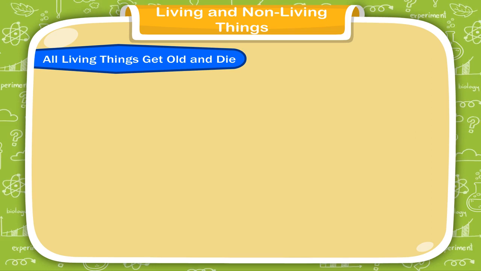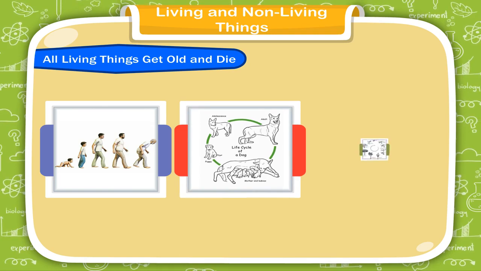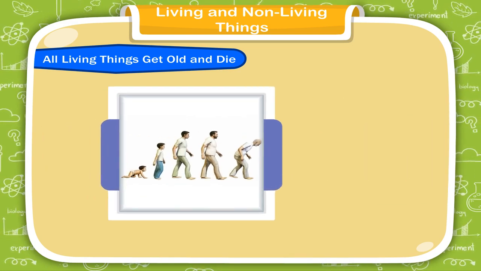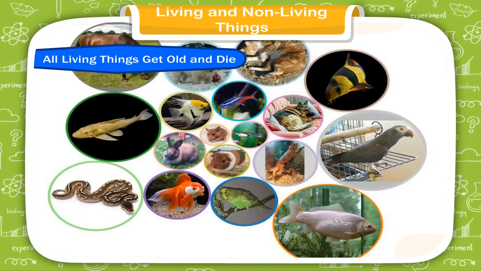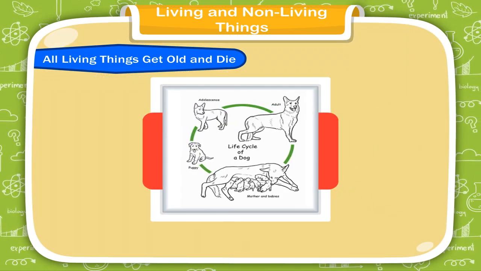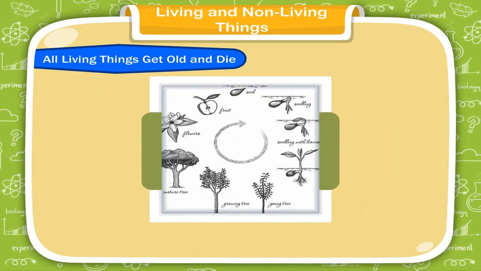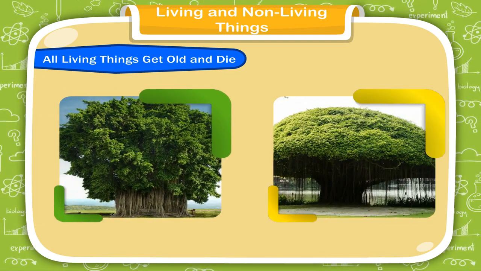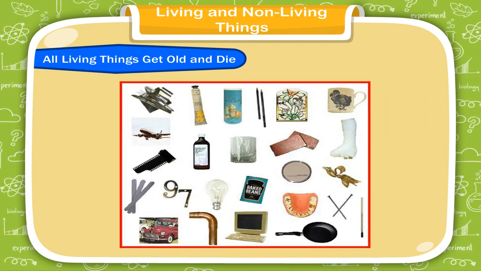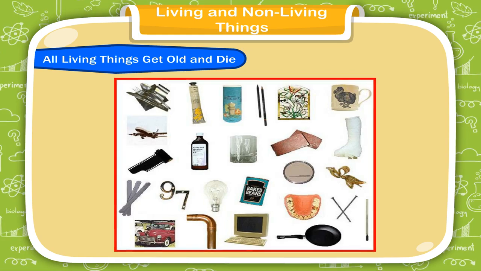All living things get old and die. All living things such as humans, animals, and plants live for a short or a long time. They all grow from babies, become old, and finally die. Humans live for a long time, while different animals have different lifespans, such as a dog lives for about 12 years. Plants also have a different lifespan. Some trees, such as peepal and banyan, live for a very long time. Non-living things do not have a life, and so they do not grow and die.